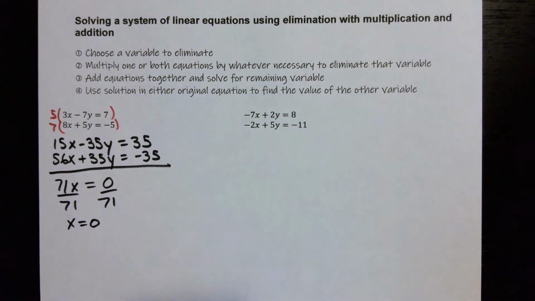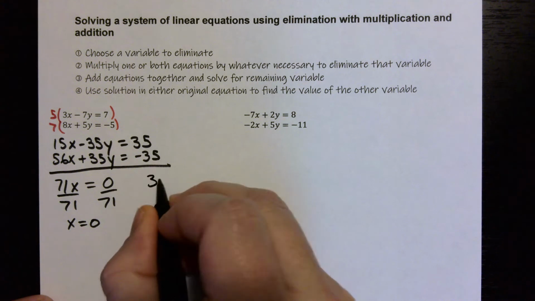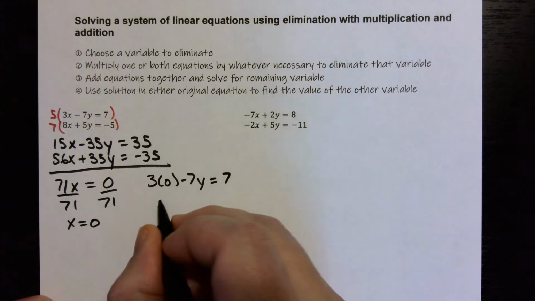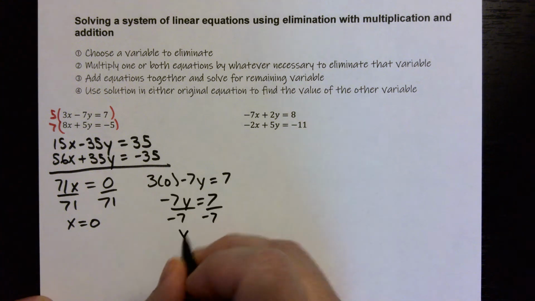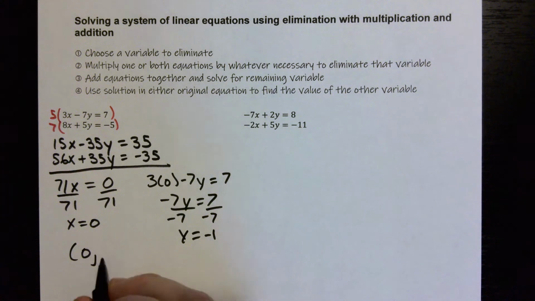Okay, once you get x equals 0, that's all you have to do with the elimination. You now just have to plug in that 0 and get your other solution for y. So let's do the first one. 3 times 0 minus 7y equals 7. That term's gone. Negative 7y equals 7. Divide by that negative 7, and you get y is equal to negative 1. So the ordered pair solution of this one will be 0, comma, negative 1.